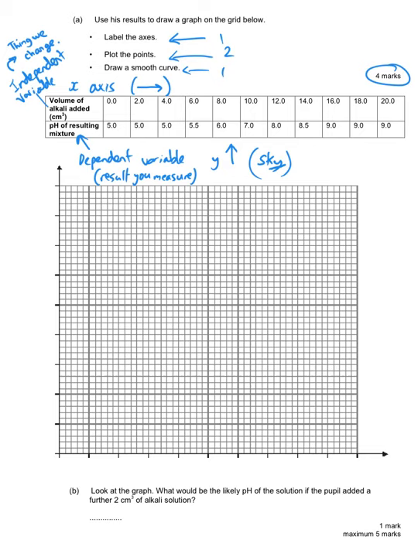So that's the mark spread that we usually get, but I would say that because this is quite an awkward graph to plot, I think on this occasion you're only going to get 1 point for plotting all of these correct points, and you're going to get another mark for a good scale on both of your axes. So I think it will be labelling your axes, 1 mark, plotting your points, a second one, good scale, a third one, and then a smooth curve, the fourth one.